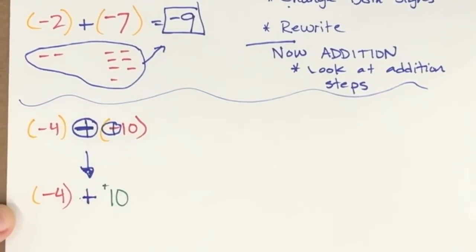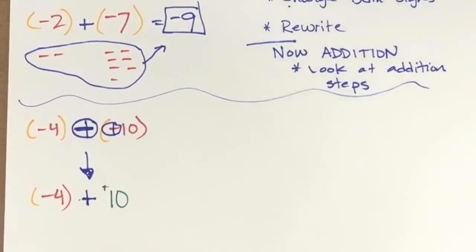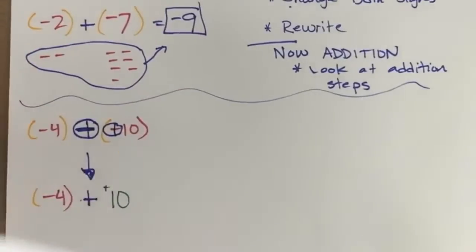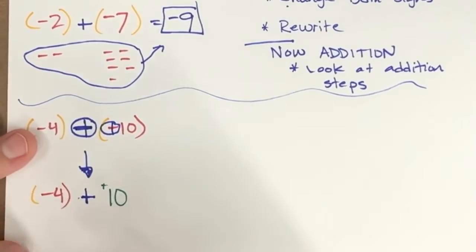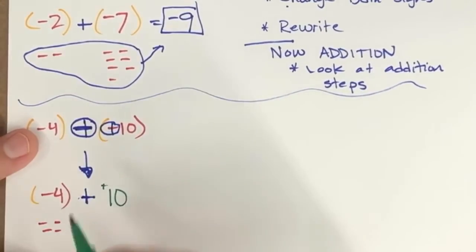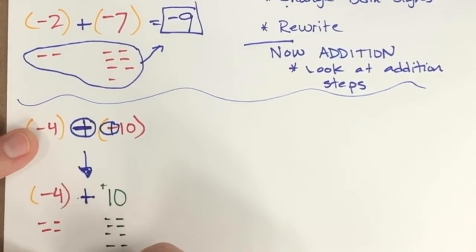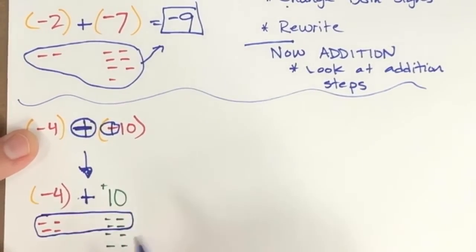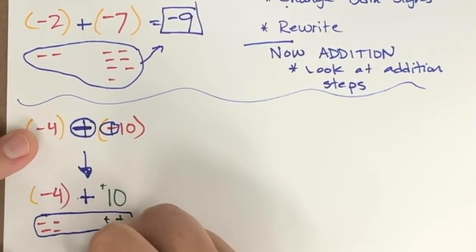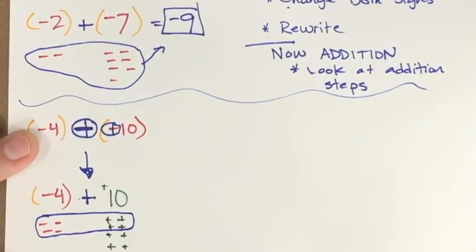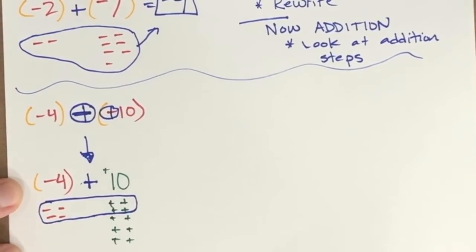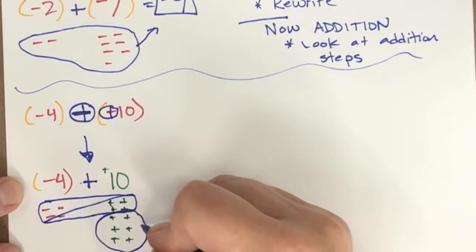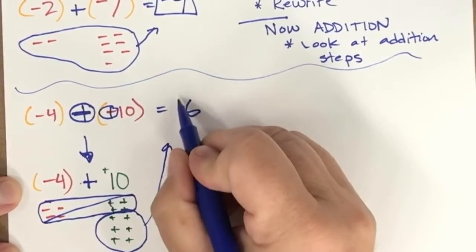And so we look at our addition steps. So if we go back and we look at these addition steps, if the signs are different, some of them are going to cancel out. And so we have 4 negatives and 10 positives. And so what's going to happen is these 4 negatives are going to cancel out those 4, oh, Miss Mills, these are positives. Well, they were green, so my eyes said positive. But those 4 negatives cancel out 4 of the 10 positives. But what are you left with? We are left with 6 positives.